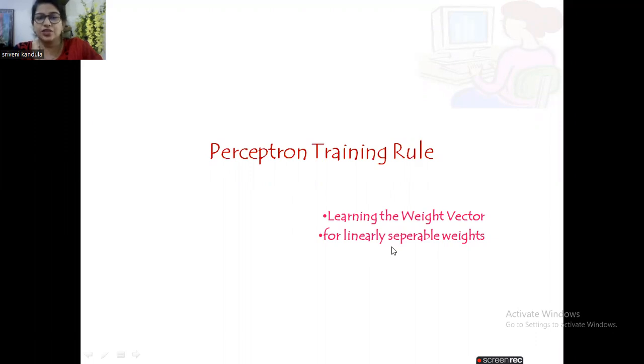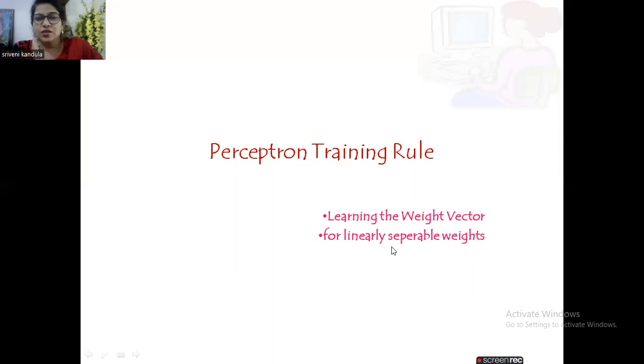In the earlier session, we saw the implementation of AND and OR, which are linearly separable. If you have not watched that video, please go back and watch it, as this is a continuation of that. I will provide the link here in the description. You can just follow that. Now let us discuss the Perceptron training rule.